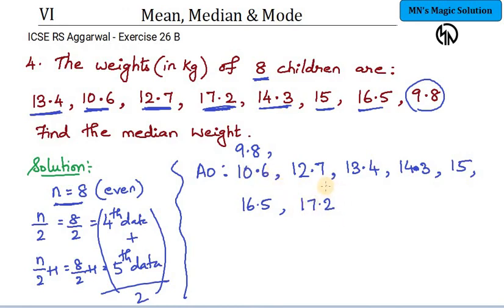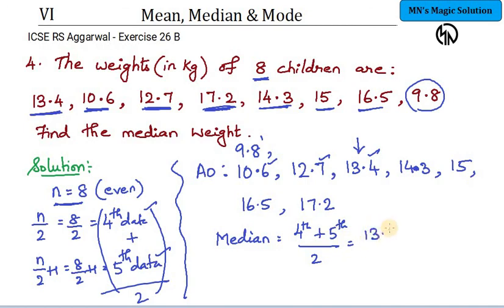Now we have to find the 4th data and 5th data. Which is the 4th data? This is data number 1, this is data number 2, this is 3 and this is 4. So the 4th data is 13.4. So median is nothing but equal to 4th data plus 5th data divided by 2. Which is the 4th data? 13.4 plus 5th data, 14.3. You have to add and then divide by 2.